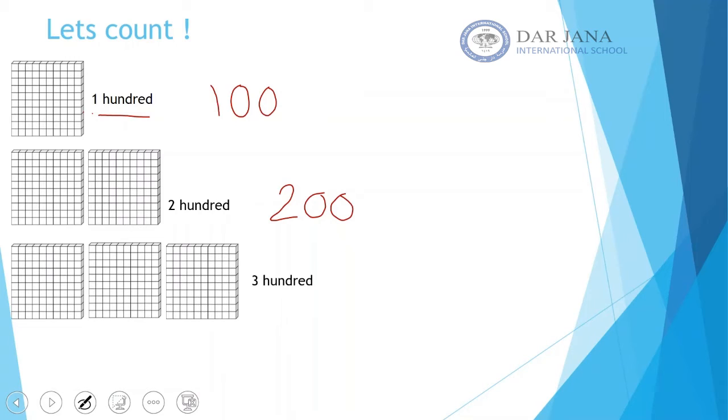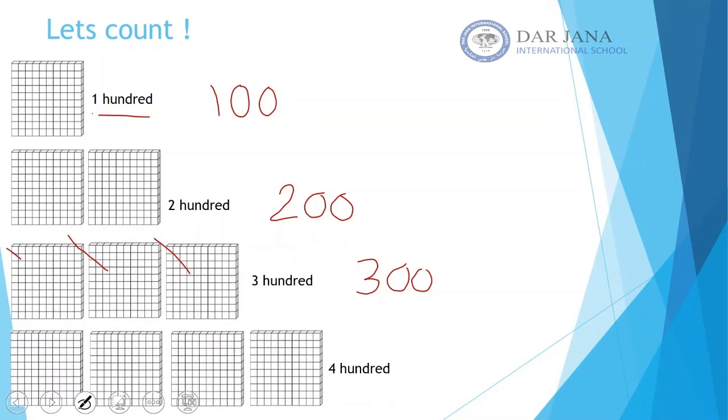Let's count. How many 100 flats do I have? 1, 2, 3. So I have 300. I can write it in numbers as 300. How many hundred flats do I have? Let's count again. 1, 2, 3, 4. 400. I can write it as 400. Remember, the hundreds are 3-digit numbers.